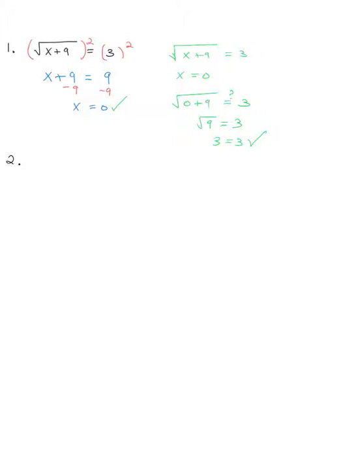If you compare this to the almost identical equation of the square root of x plus 9 is equal to negative 3, here, again, we're squaring both sides. On the left, you still get x plus 9. And on the right, since you're squaring a negative, the negative goes away, and 3 squared is 9. After subtracting 9 from both sides, you again get x is equal to 0.